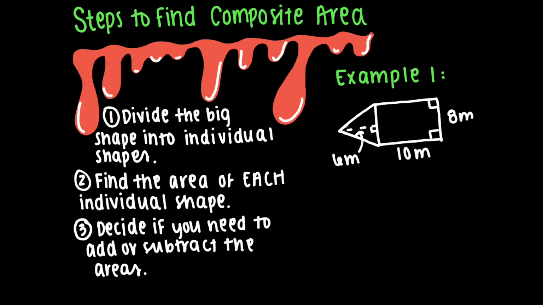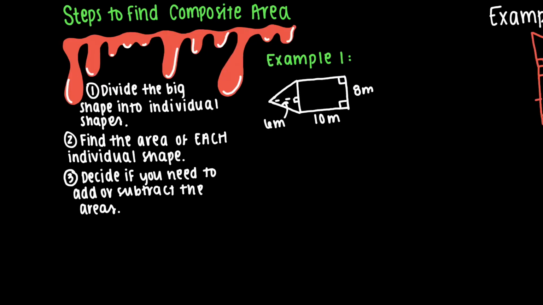The first one is you're going to take that big shape and divide it into individual shapes. Sometimes it will already be divided, other times it will not. Step 2 is to find the area of each individual shape. So you have to find the area of the small triangle and the half circle or the square, but you need to find them individually first. And number 3, you then need to decide if you have to add or subtract those areas. So if I'm asking you to find a composite figure area, you'll want to add them. But if I'm asking you for a shaded portion, you may have to add some and subtract some, something of the sort. So I have example 1 here.